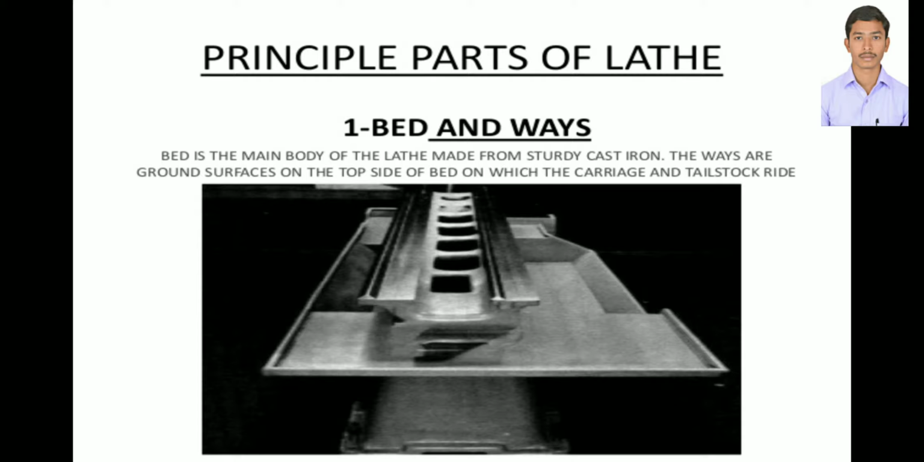The ways are ground surfaces on the top side of the bed, on which the carriage and tailstock ride. The bed holds the headstock at one end and the tailstock at the other end, and we also place the carriage and tool post on this bed. So the bed is the main part of the lathe machine. The lathe bed is prepared by a casting operation.